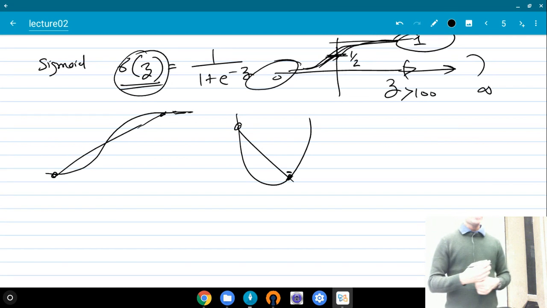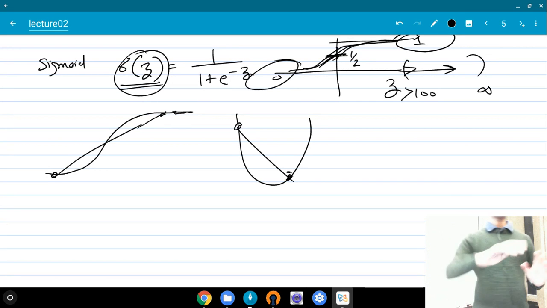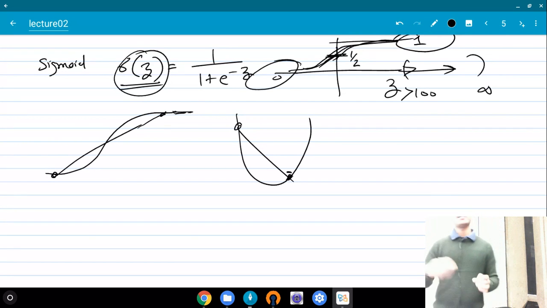How do you do backpropagation on this non-convex function? That's the question, and the answer is, first of all, you can do backpropagation on any function as long as it's continuous, so that you can take the derivatives. Whether it is convex or not doesn't matter. You can do the chain rule as long as you can compute the derivatives and pass the gradients along.